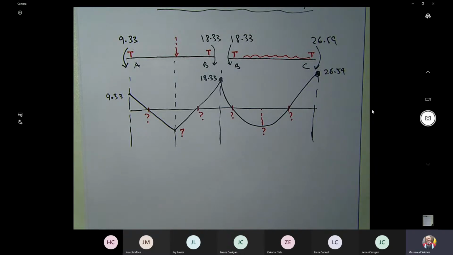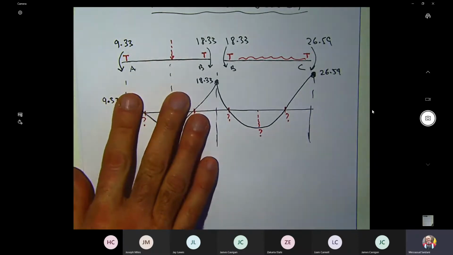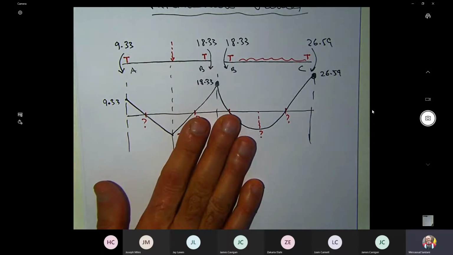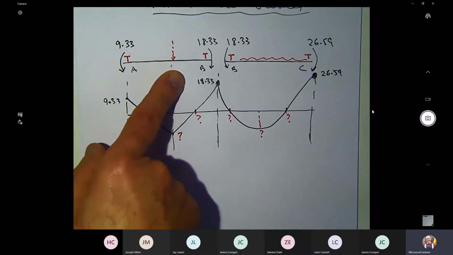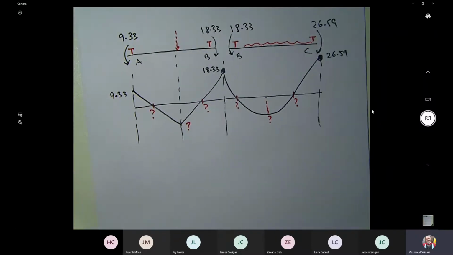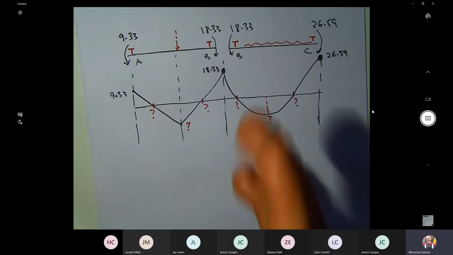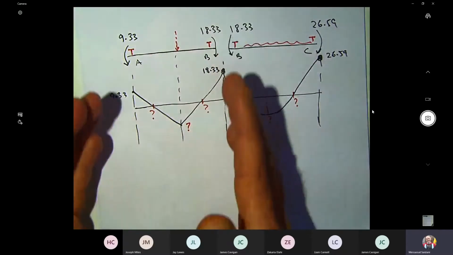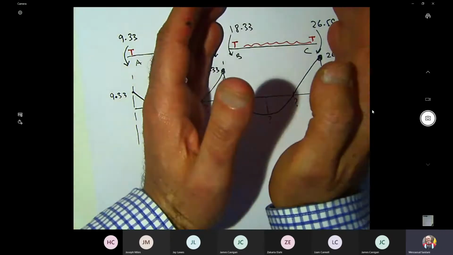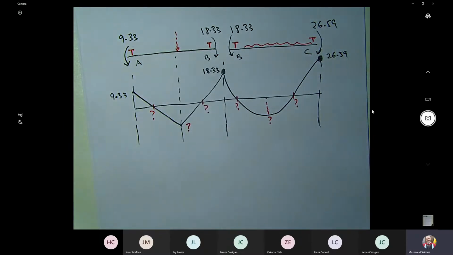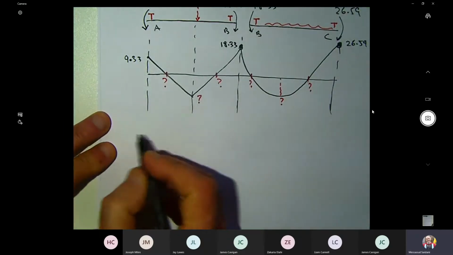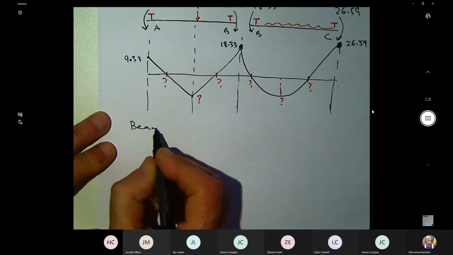Okay, let's continue, please. Let's resume. So, in order to determine the intermediate values, what we are going to do is analyze each beam in isolation. So we take AB and analyze it in isolation, and then we take BC and analyze it in isolation, and that will allow us to determine the intermediate values. Okay, so let's start with beam AB.